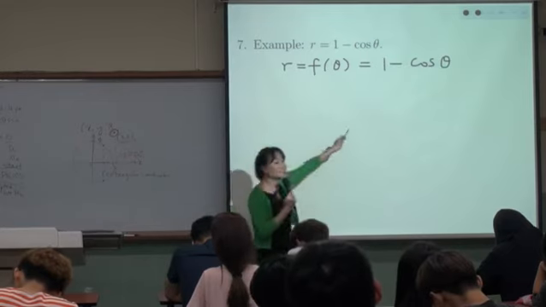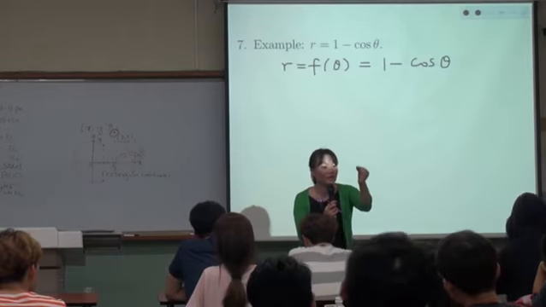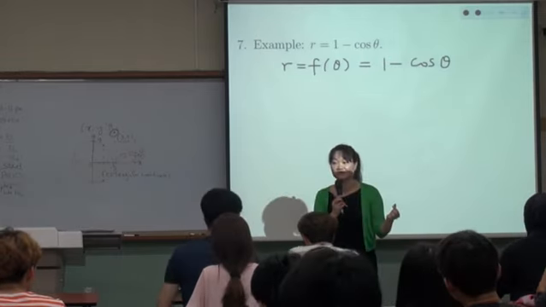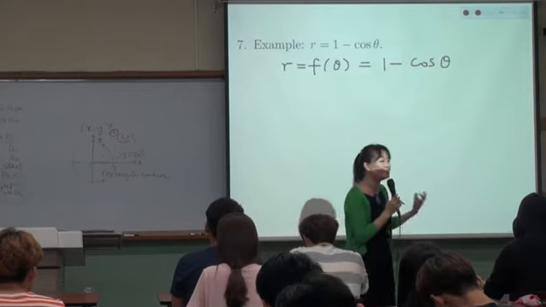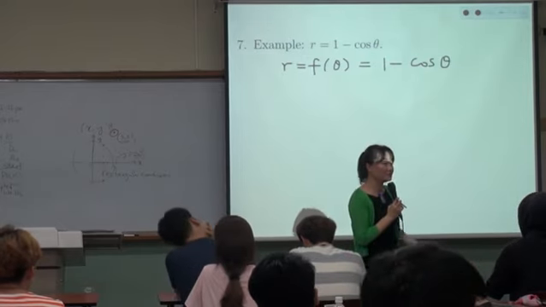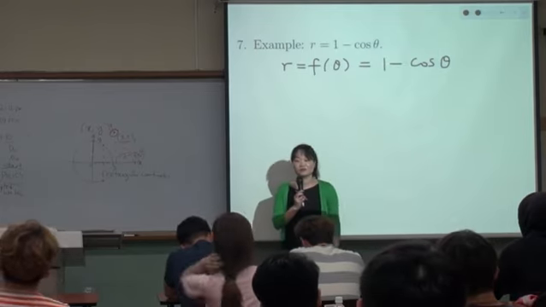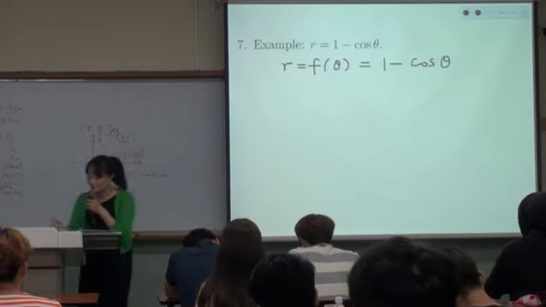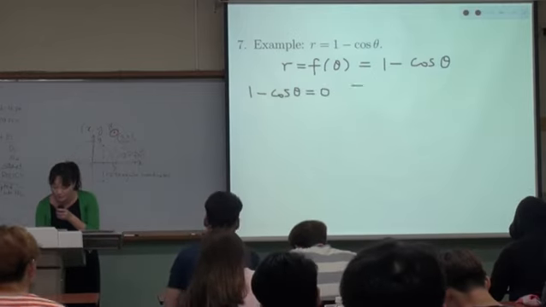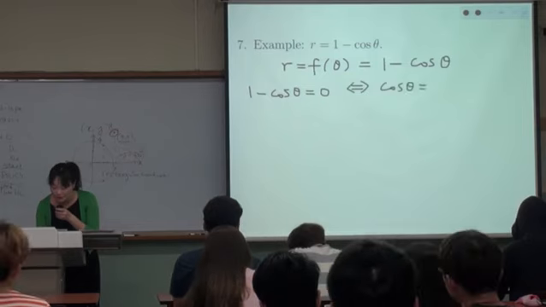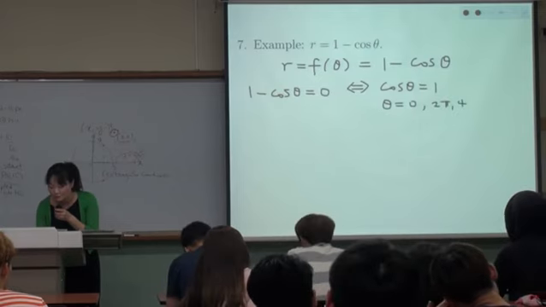Exactly. Is that a function of theta? If I put in one angle, how many r do I get? Exactly one r. So it is a function, right? Is that a continuous function? Yes, it is a continuous function. So where is it zero? 1 minus cosine theta is zero where? Cosine theta is 1. So theta is 0, 2 pi, 4 pi, etc. Is that right?